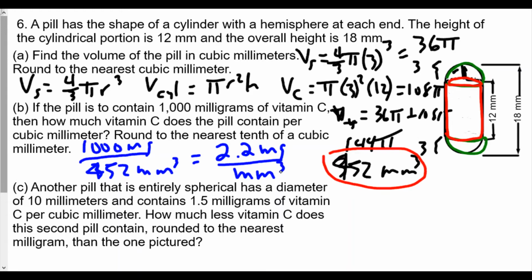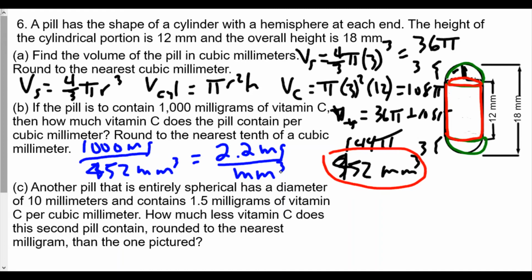So I think that should be round to the nearest tenth of a cubic millimeter. Unless of course they mean, it says here, if the pill contains, how much vitamin C does the pill contain per cubic millimeter? Yeah, that's 2.2 milligrams per cubic millimeter. Now, round to the nearest tenth of a cubic millimeter. Well, I'm not sure what they mean by that though.